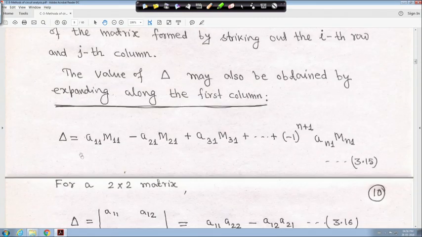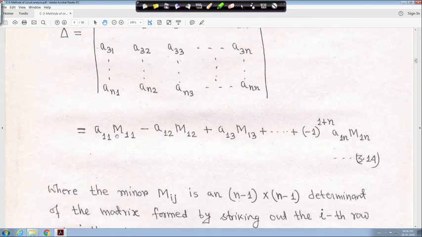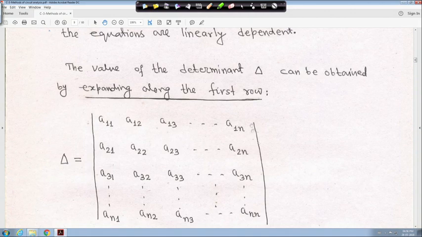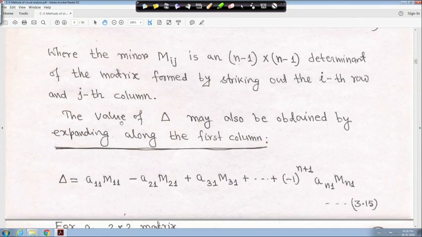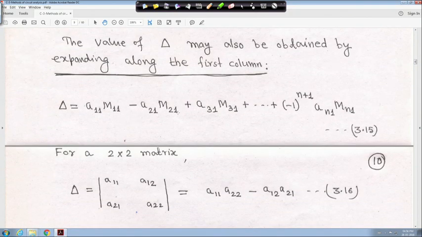If you do this, then delta is equal to a11 m11 minus a21 m21, because we are moving along the column, right. So, expanding along the column: a11 m11, then minus a21 m21, plus a31 m31, plus, up to minus 1 to the power n plus 1, a n1 m n1. Here also, when you are expanding, it alternates plus and minus, and it comes as minus 1 to the power n plus 1. This is expanding along the first row, but the same thing we get along the first column. So, the second equation is along the first column, right.